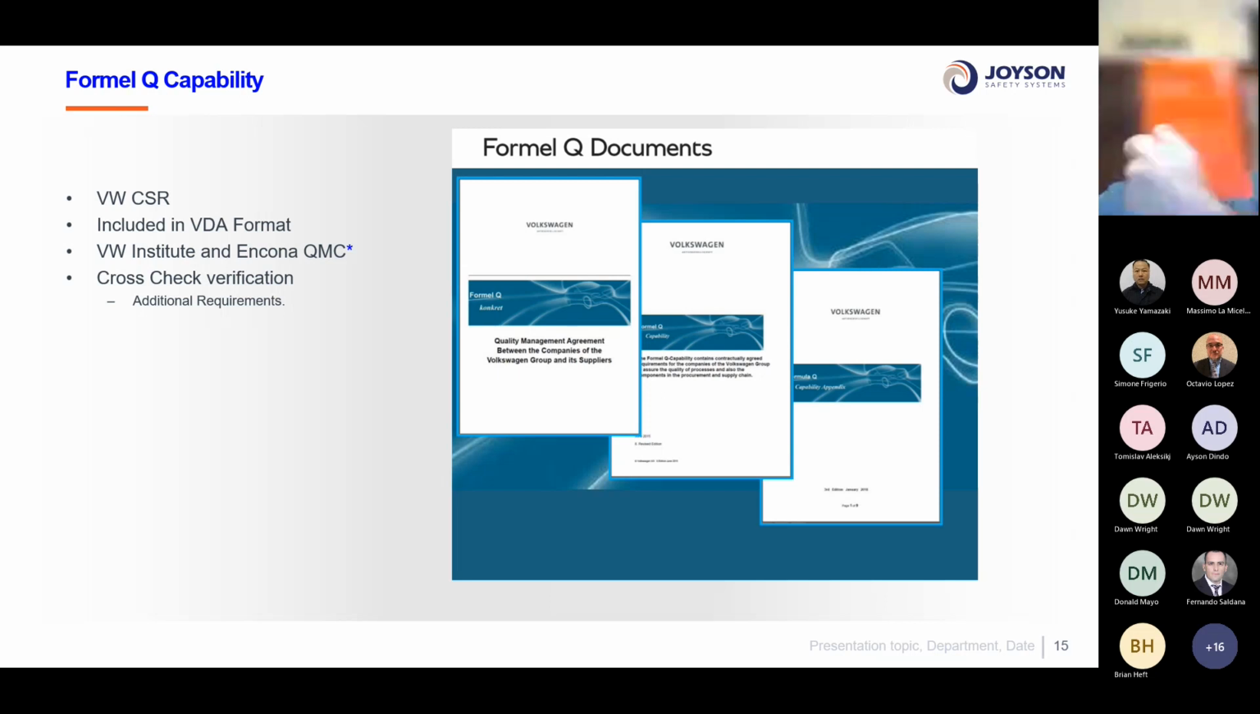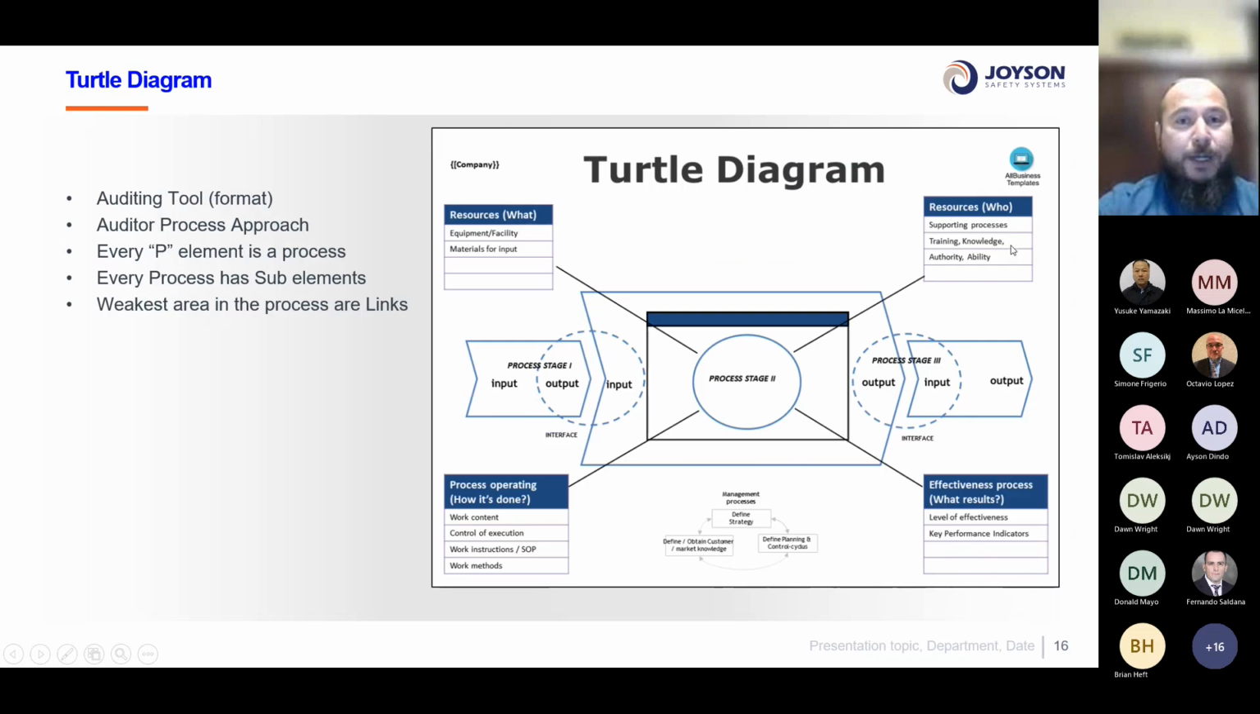That's why, again, let's try to get the Orange Book. So that's how we can go. And we need to make sure that we do that cross-check between VDA6 and Formel Q, okay? That has to be done for sure.